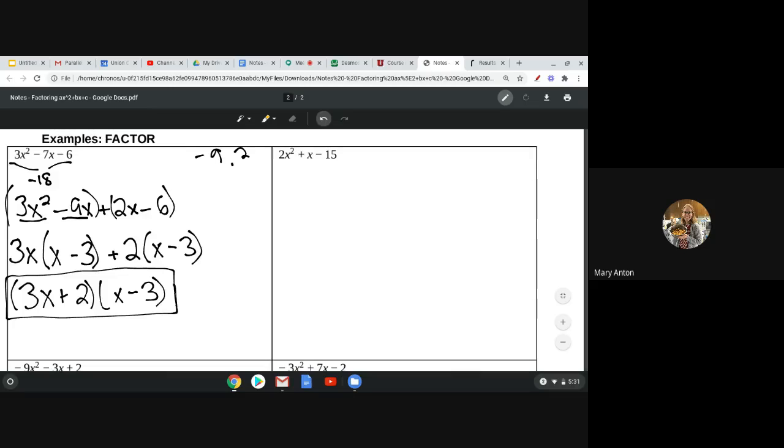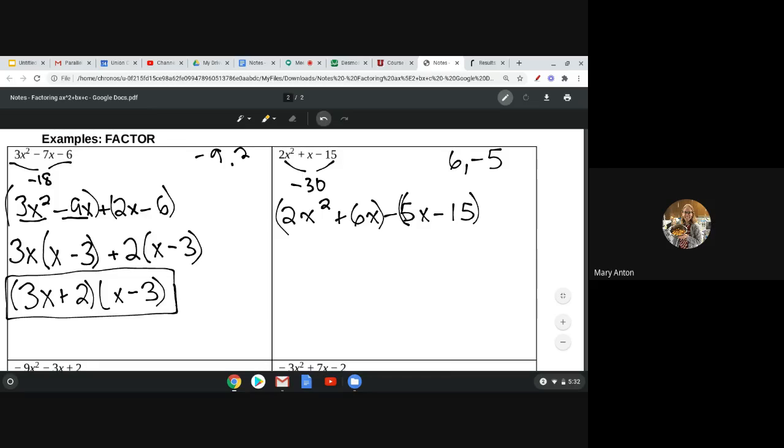All right, let's take a look at this next example. 2 times negative 15 is negative 30. We need two numbers that multiply to negative 30 and add to 1. I'm going to go ahead and tell you that these are 6 and negative 5, because 6 times negative 5 is negative 30, and 6 plus negative 5 is 1. So our expression now becomes 2x squared plus 6x minus 5x minus 15. We'll factor each binomial pair separately.